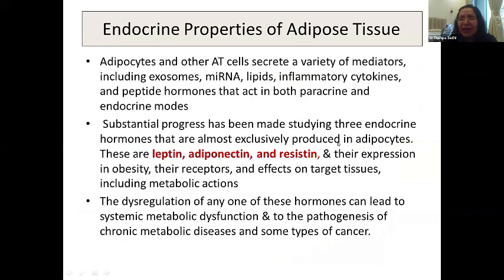Now, the endocrine properties of the adipose tissue, the most important part, the theme of the talk. Adipocytes and other adipose tissue cells secrete a variety of mediators, including exosomes, microRNAs, lipids, inflammatory cytokines, and peptide hormones that act in both paracrine and endocrine modes. Substantial progress has been made studying these 3 endocrine hormones that are almost exclusively produced in adipose tissue. These are leptin, adiponectin, and resistin, and their expression in obesity, their receptors, and effects on the target tissues, including metabolic actions, have been studied in detail. The dysregulation of any one of these hormones can lead to systemic metabolic dysfunction and to the pathogenesis of chronic metabolic diseases and some types of cancers also.